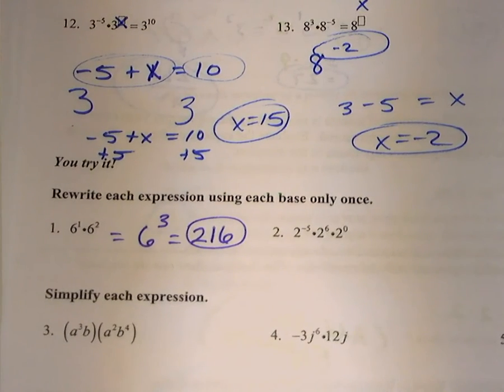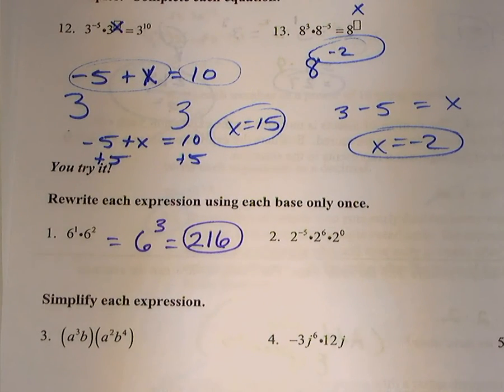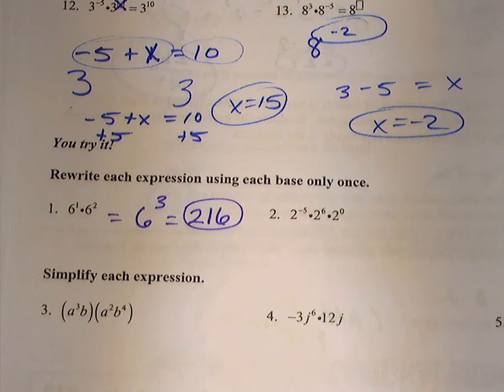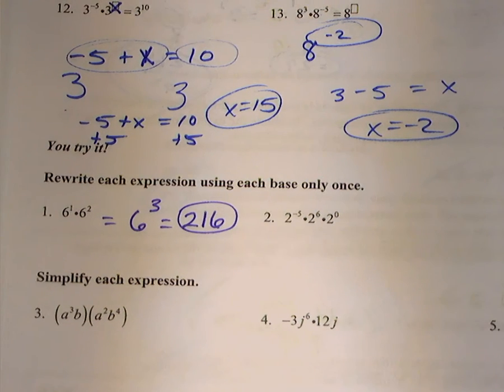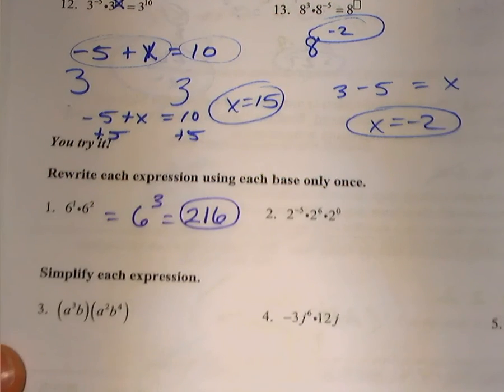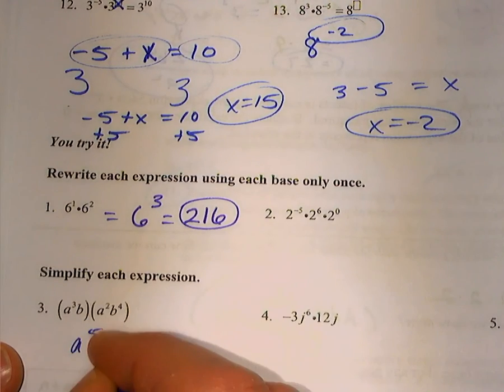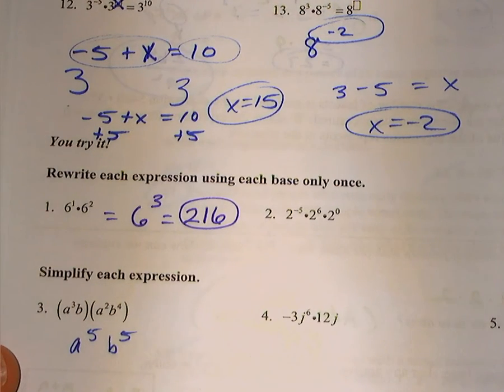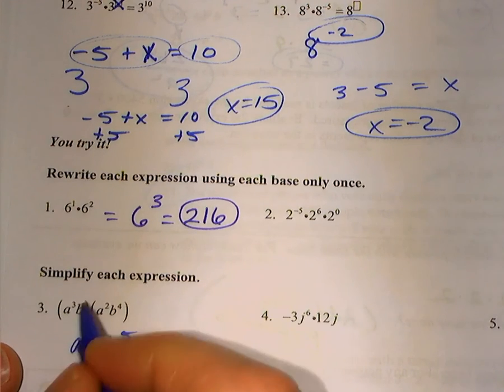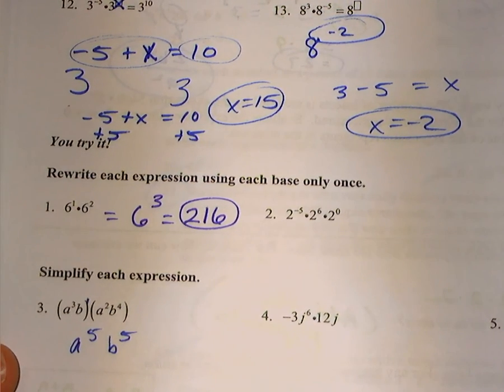All right, let's take a look at number 3. Who's got it? Did you get this one, bud? Number 3? Yeah. Got A5, B5. There we go. A to the 5th, B to the 5th. Perfect. 3 plus 2 is 5 for A. There's a 1 there. 1 plus 4 is 5.